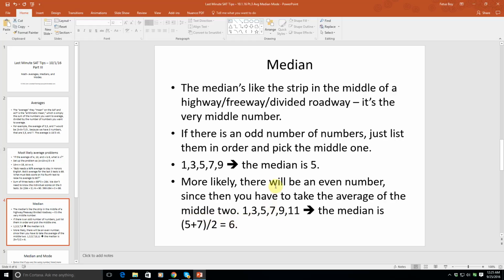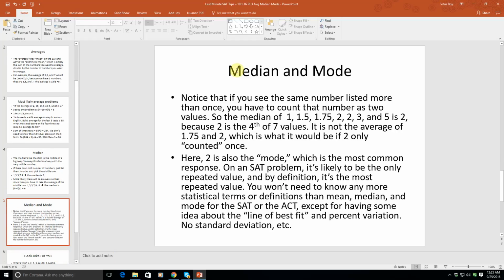So the idea is the SAT people are going to ask you about an exception to the rule or a more complex part of the rule so they can know if you know that part of the rule. You'll see that on other tests later in life. The median and the mode. These are probably the most advanced statistical concepts or ideas that you will have to know for the SAT. So if you see the same number listed more than once, you will have to count that number as two values.